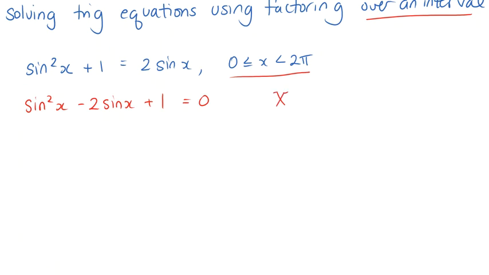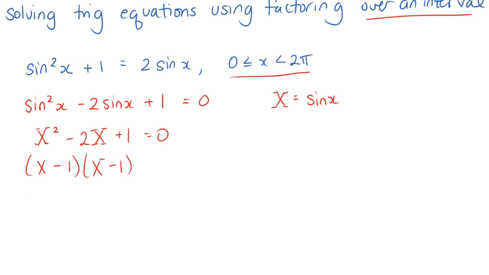If it helps you with factoring, you can let sine of x be equal to some other variable. Then technically what we're factoring is x squared minus 2x plus 1, which when we factor it, we'd have x minus 1, x minus 1. So as a result, we know that it's going to be sine of x minus 1 times sine of x minus 1 equals 0. You do not need to show that step. If you can see the factoring without putting in a dummy variable, you can. It's just another way of looking at it.